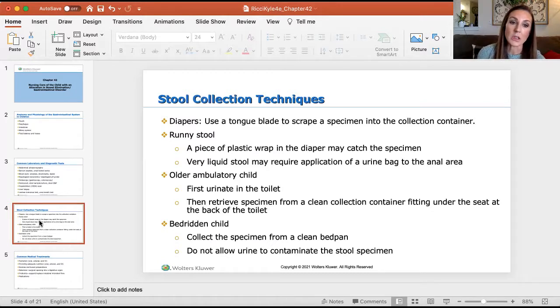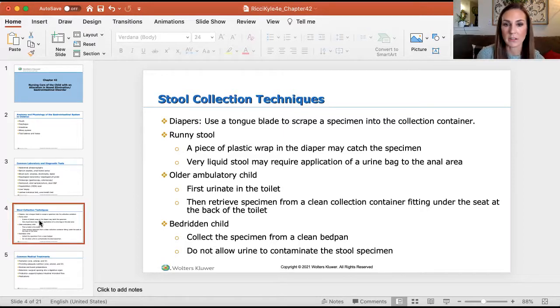If the infant is having a lot of runny stools, you can actually use a urine collection bag specimen. I find that that's way easier. You can just attach it to the outer portion of their bottom.